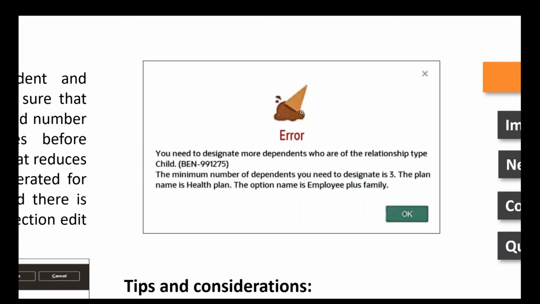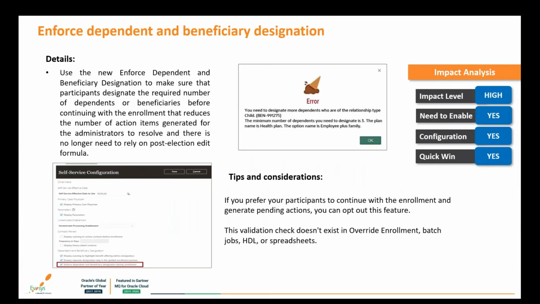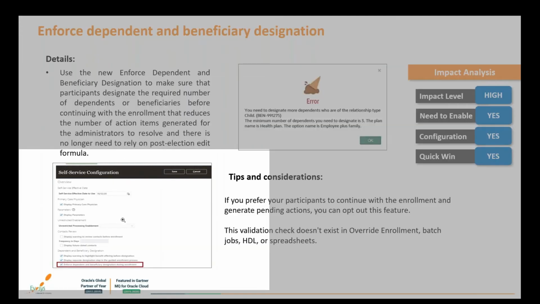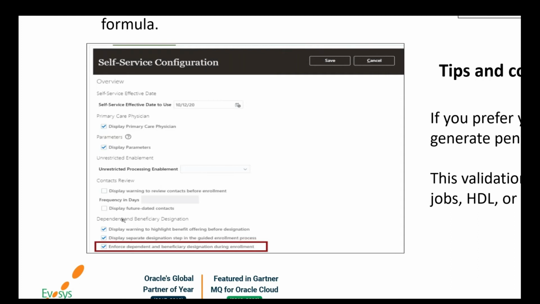It will tell you the plan and the option name, along with the minimum number of dependents that are needed to be enrolled to complete their benefit elections successfully. The benefit of this feature is that it reduces the number of action items for admins to resolve and eliminates the post-election formula need. As you can see, this can also be enabled through a checkbox on the self-service configuration page.